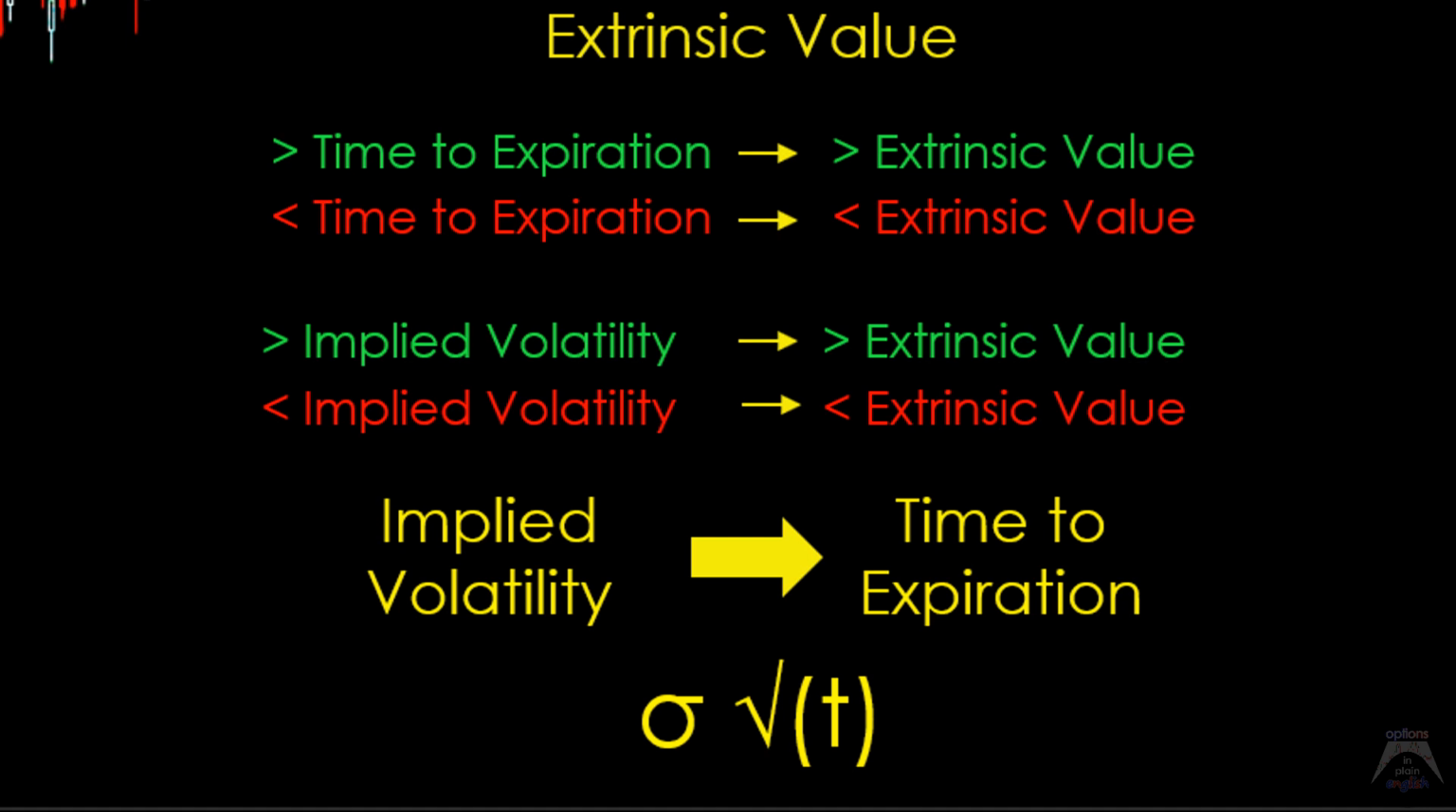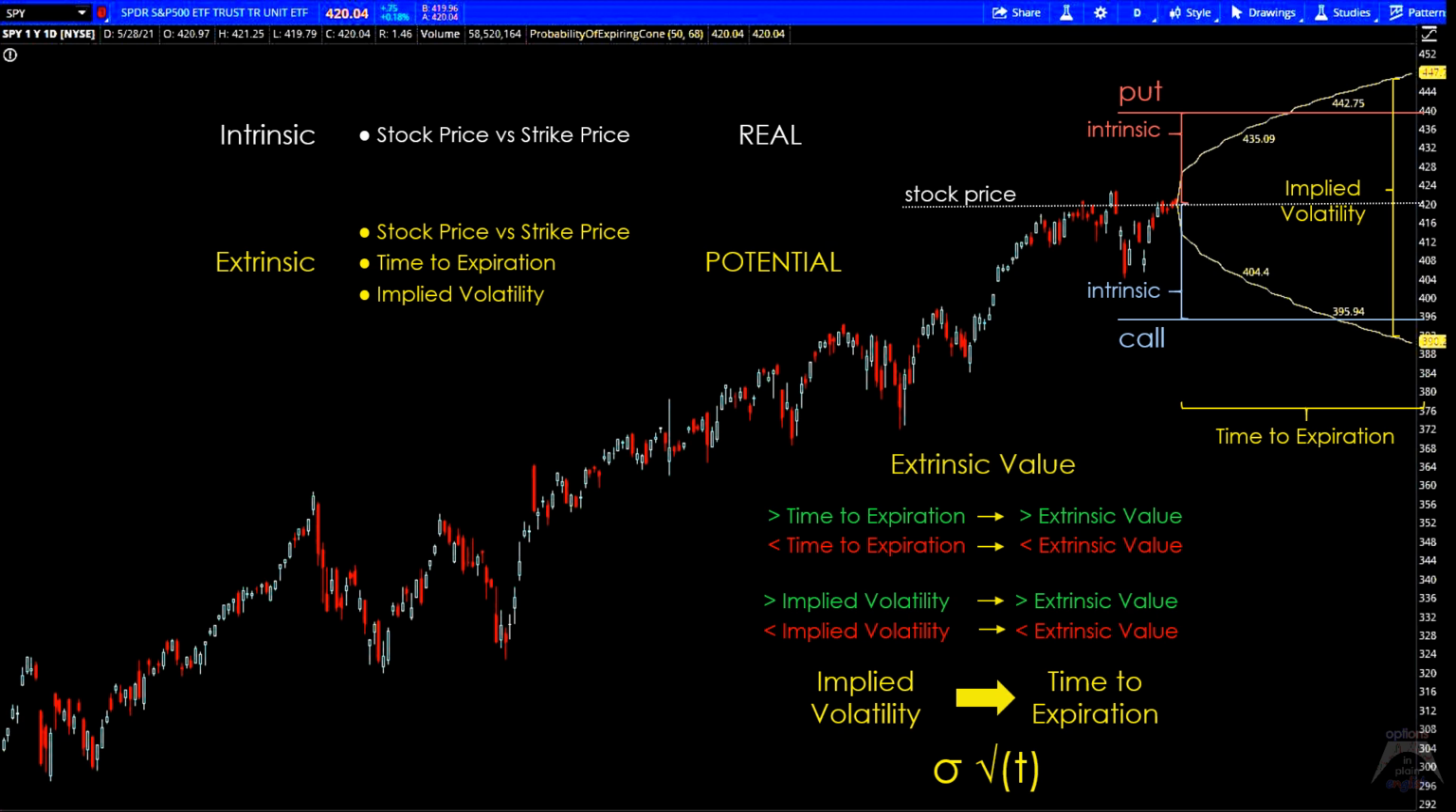In a very real way, a higher level of implied volatility is something similar to thinking about having a longer time to expiration, and a lower level of implied volatility has the same net effect of having less time to expiration.